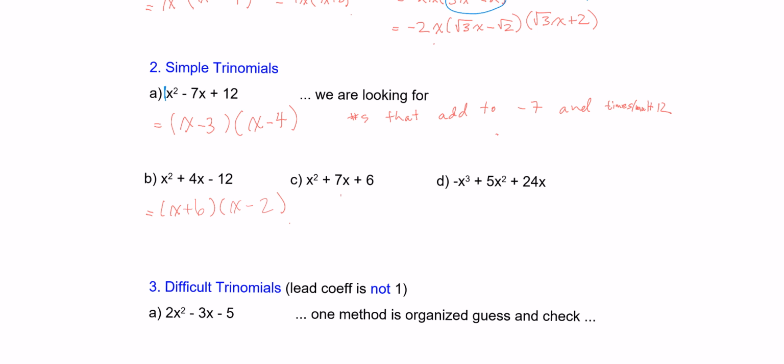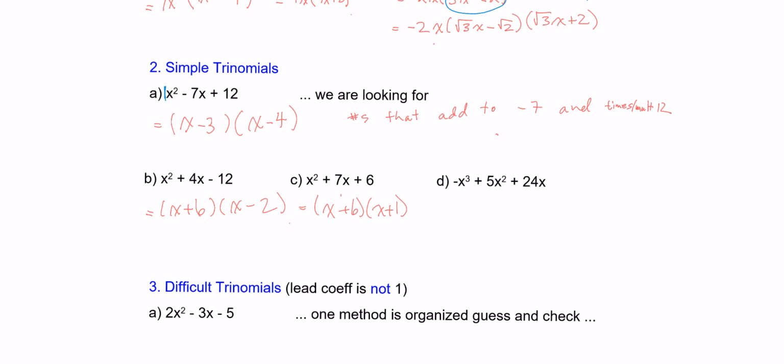and x minus 2. For the next one, we do the same process again, and we end up with x plus 6 and x plus 1. Now, the only reason I know this is because the last number is positive and the middle number is also positive. That means both numbers have to be positive for the final answer. That's why we end up with 7x.